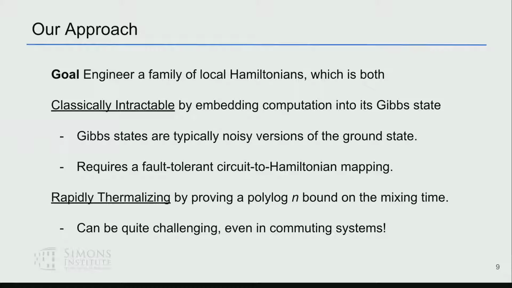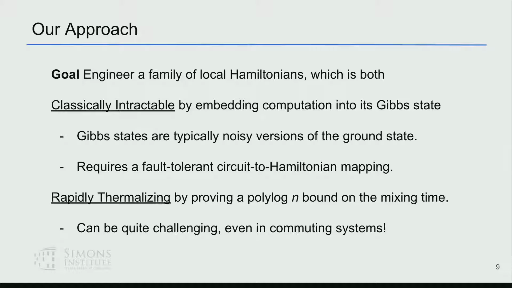And simultaneously, we'd like our system to be rapidly thermalizing. In other words, we'd like to produce it as fast as possible on a quantum computer. What that entails is a bound on a certain mixing time for some thermalization process. And in general, this is understood to be quite challenging, even on very simple commuting systems.